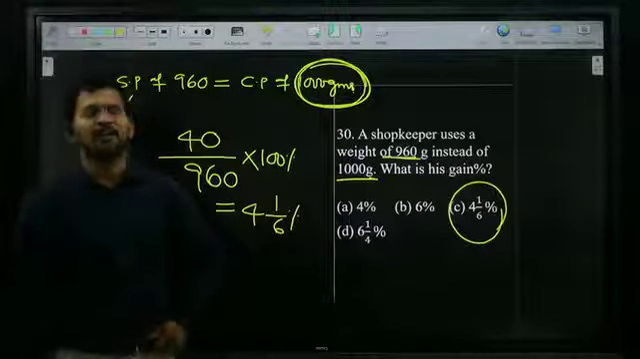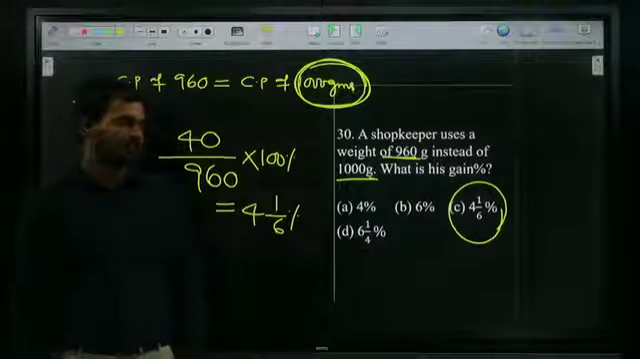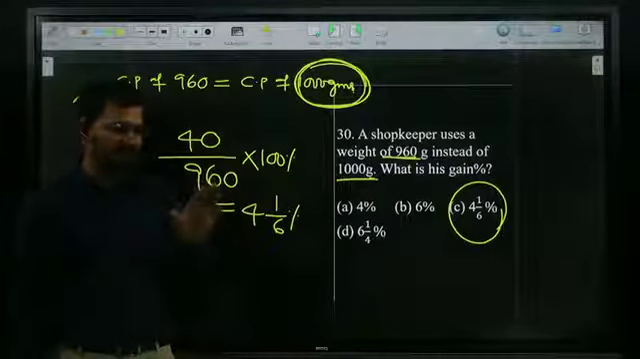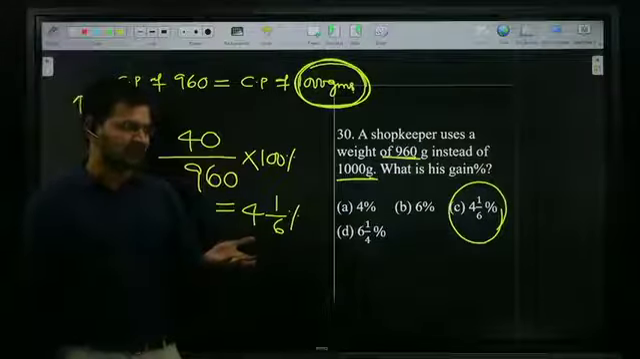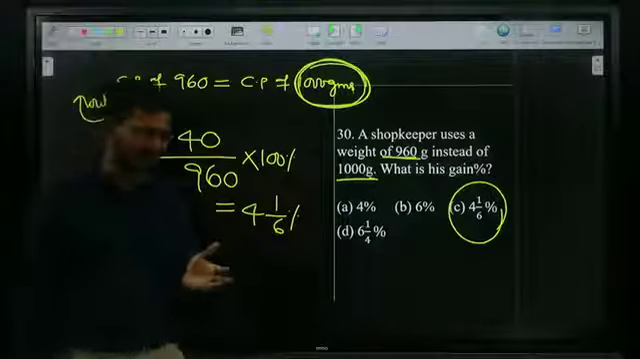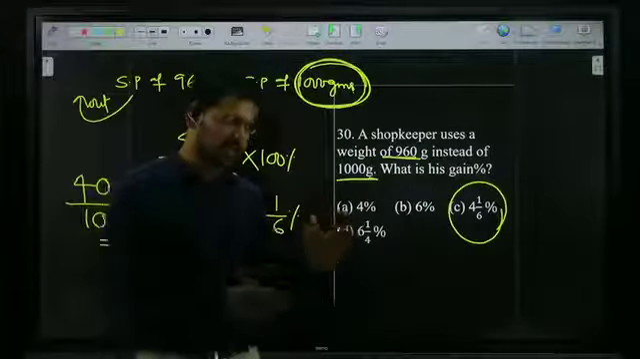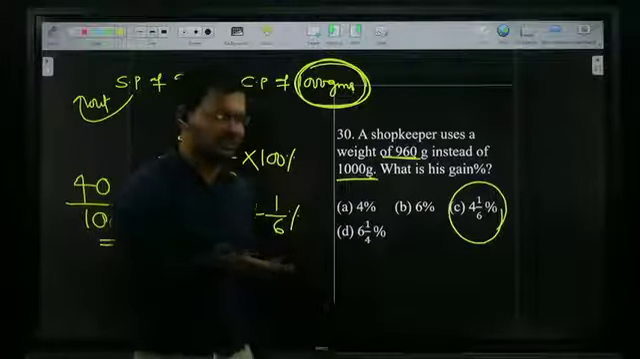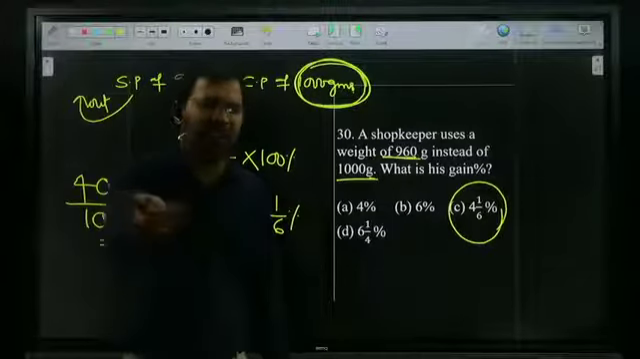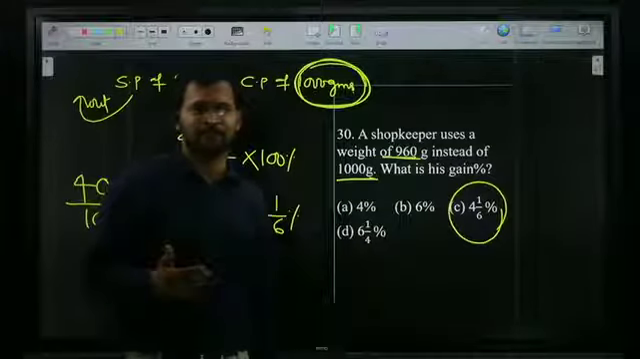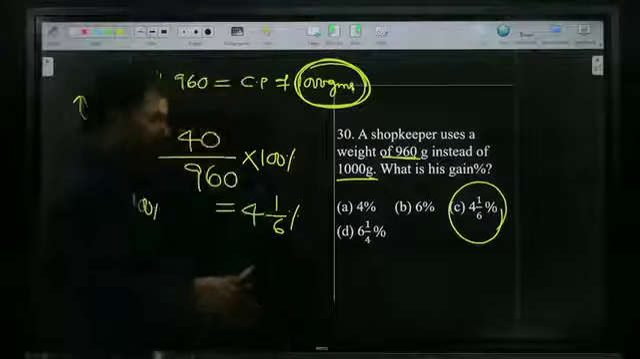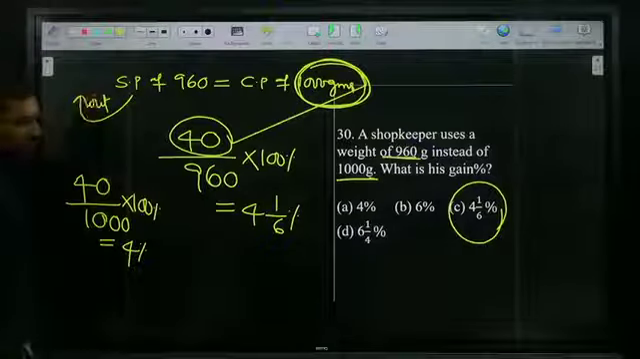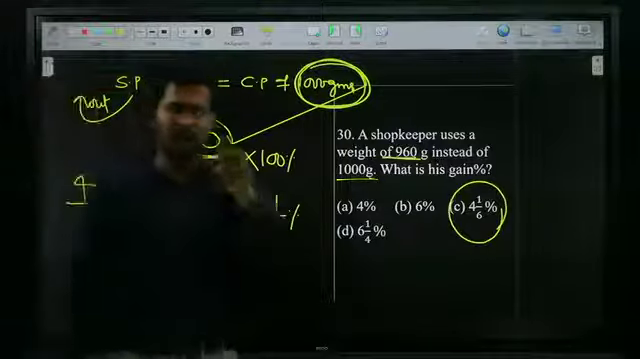Here the shop owner is doing the fraud. 1000 grams is not the original weight. They said it is 1000 grams, but in reality the true weight is only 960 grams. The same thing I already explained in the previous class. After selling to the customer, only then does the shop owner decide he is getting profit. For every 960 sold out, he is getting 40 grams profit.